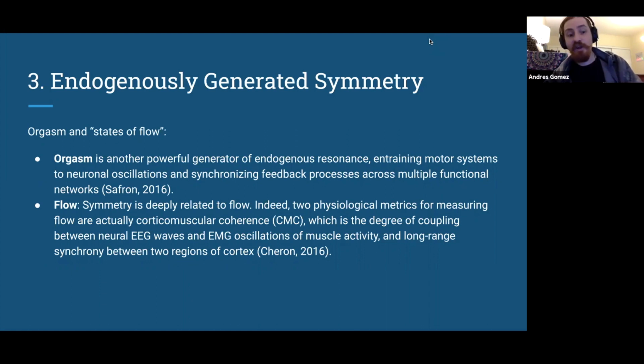And likewise with flow, there's evidence that symmetry is deeply related to flow. Two physiological metrics for measuring flow are corticomuscular coherence, and also the degree of coupling between neural EEG waves and EMG oscillations of muscle activity. So there are these interlocking patterns, lower information content, more symmetry, and it's a strong predictor of flow. So, go figure, flow is also symmetrical.